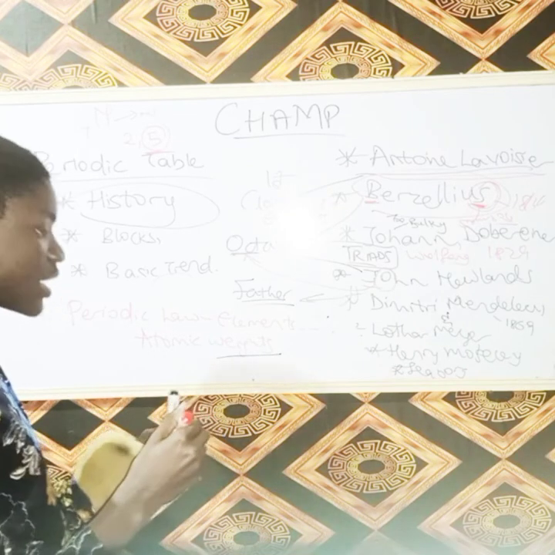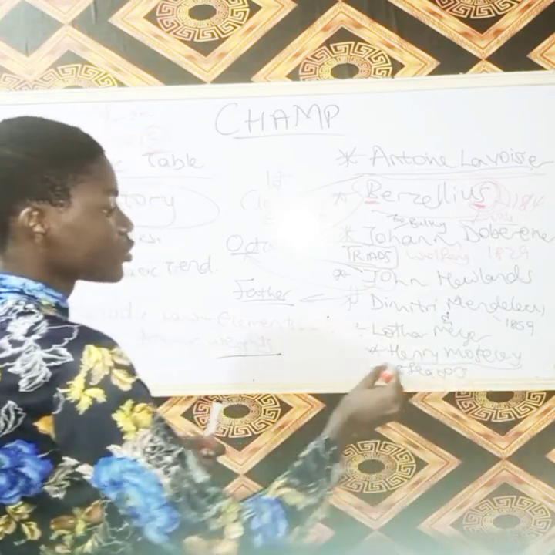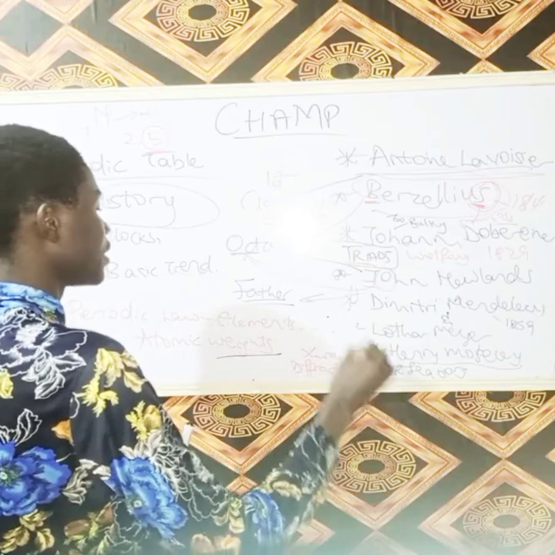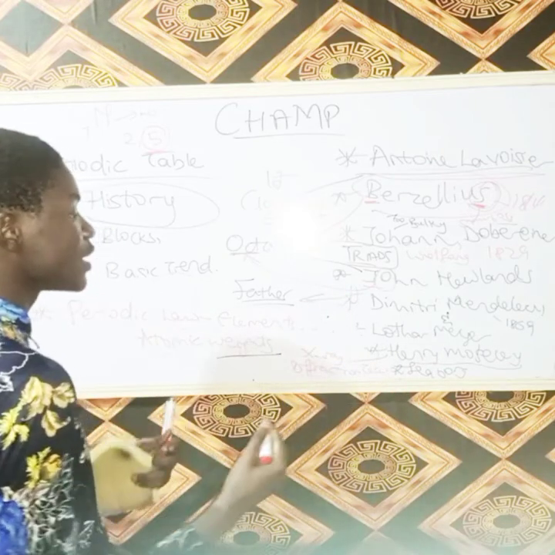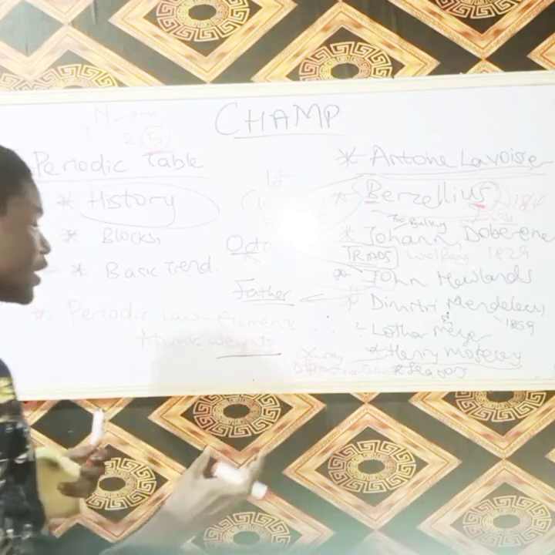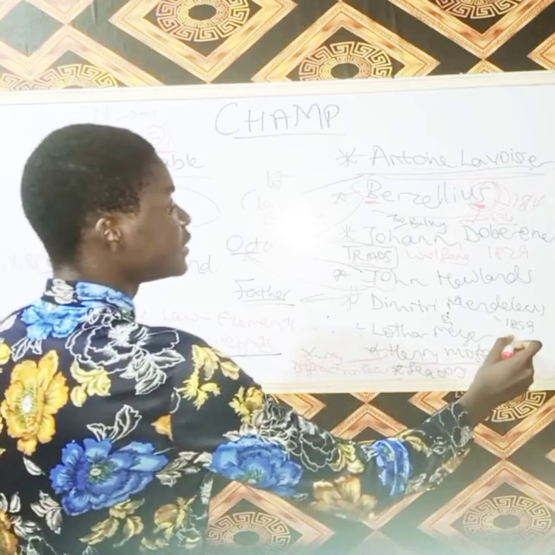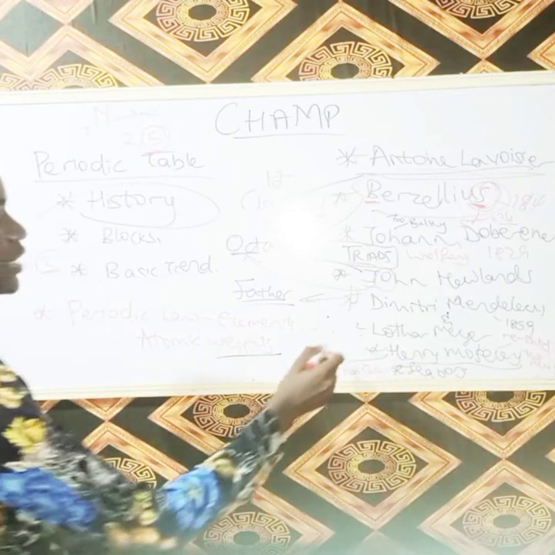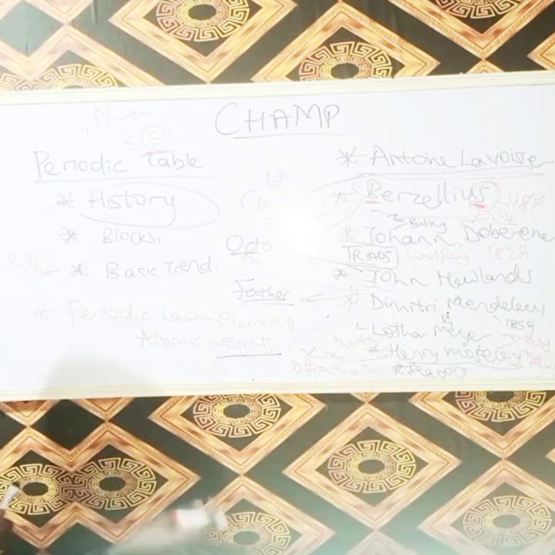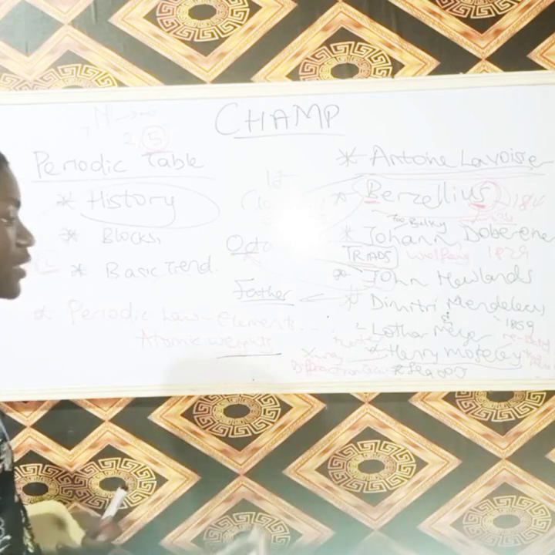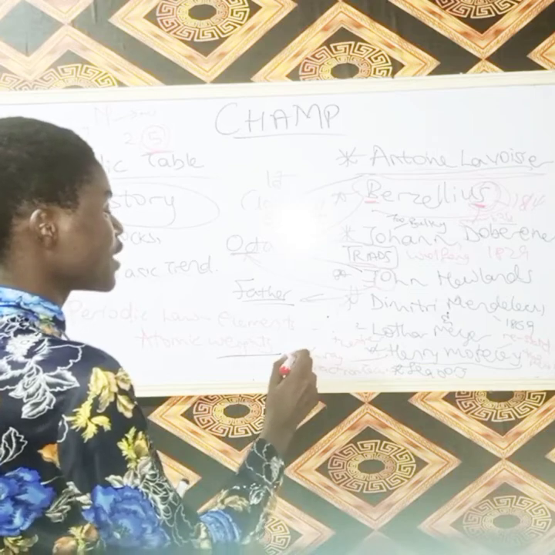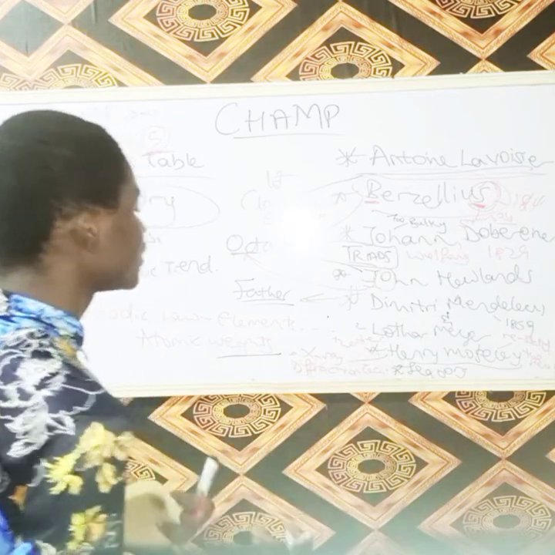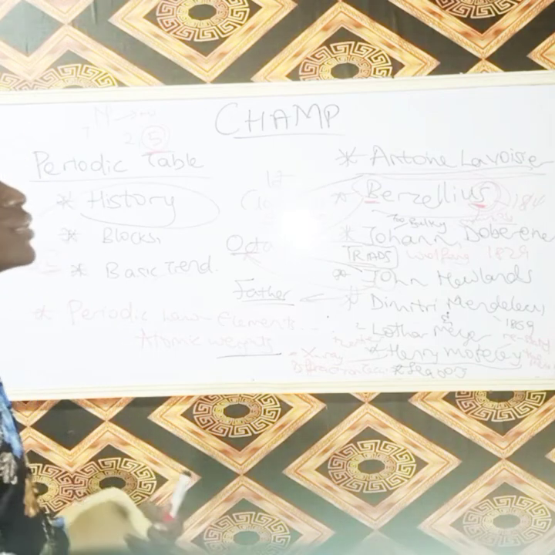So that was what Moseley came to correct. Using X-ray diffraction techniques, he assigned atomic numbers to all elements. He discovered that it should have been atomic number, not atomic weight. So Henry Moseley restated the periodic law. He was such a promising scientist. He did that at a very tender age, in his 20s, but he died very early, actually. Yes, that's just by the way. So he used X-ray diffraction techniques to assign atomic numbers to elements, and then he restated the periodic law. Yes, so he said elements are arranged in order of their atomic number.